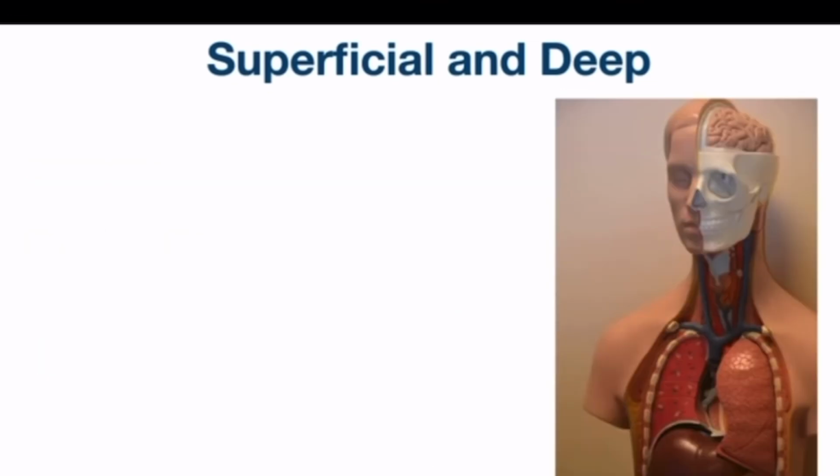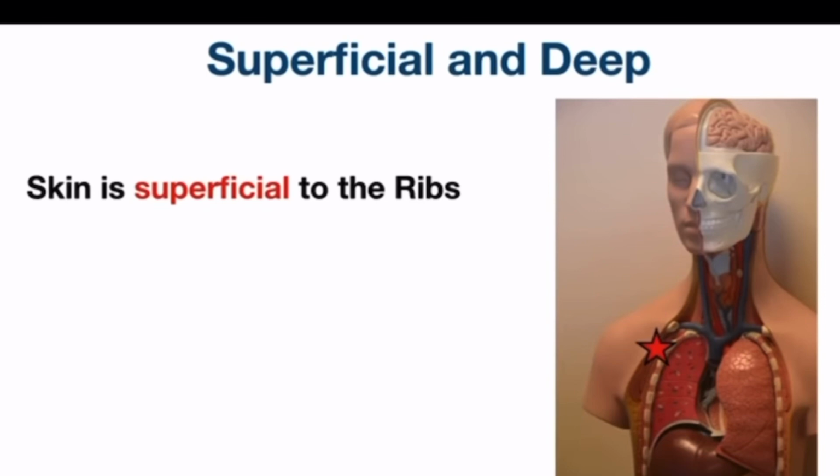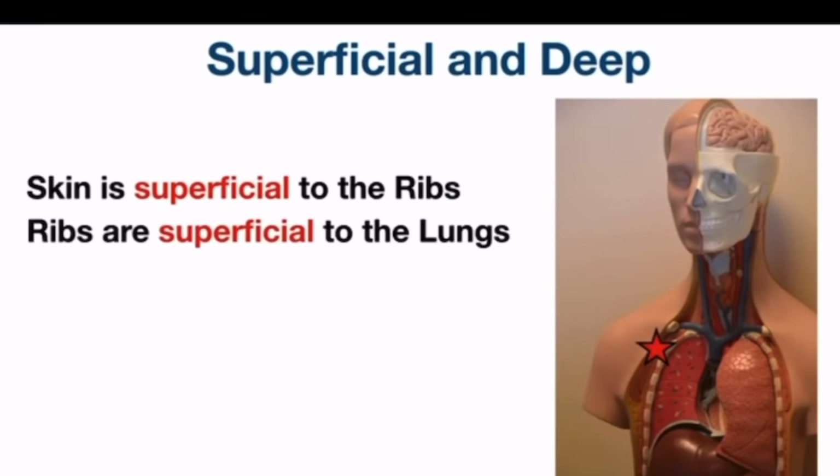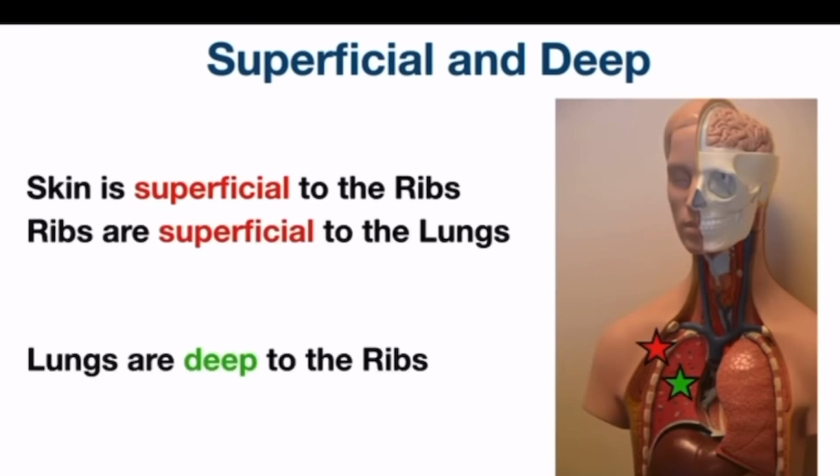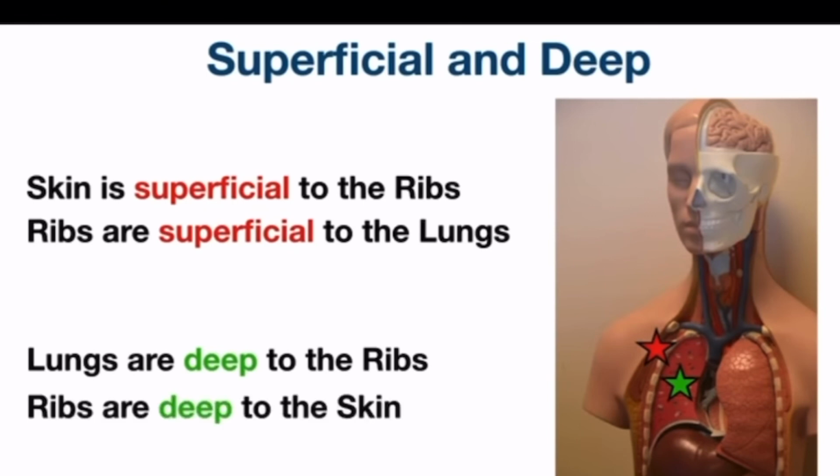Let's look at some examples of superficial and deep. The skin is superficial to the ribs, and the ribs are superficial to the lungs. Or you can say the lungs are deep to the ribs, and the ribs are deep to the skin. Remember, superficial means closer to the surface of the body, and superficial and surface both start with the letter S, while deep means away from the surface of the body.